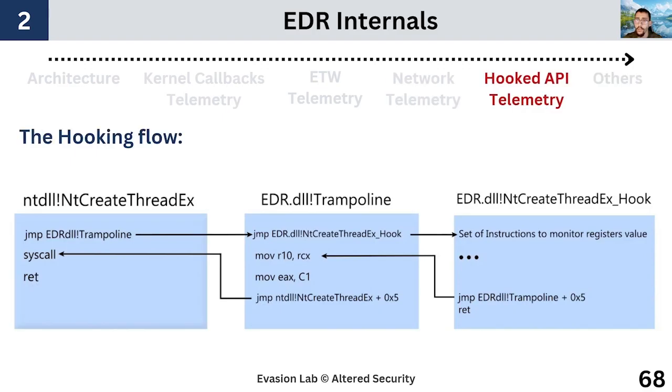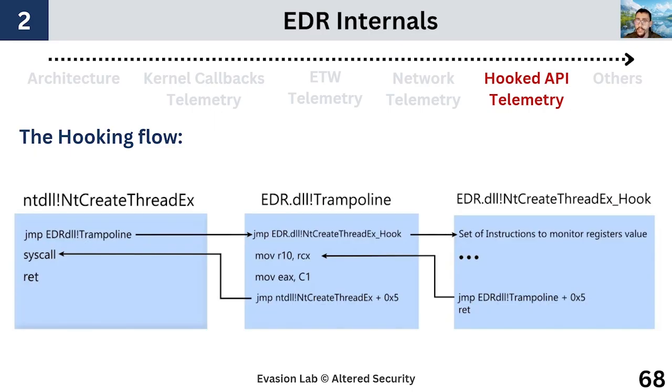The EDR hooking flow demonstrates how an endpoint detection and response (EDR) solution intercepts system calls like NtCreateThreadEx. The original system call stub in ntdll.dll is modified to redirect execution to an EDR control function. Instead of executing the normal syscall sequence, mov r10, rcx, mov eax, 0xC1, syscall, a jump instruction is placed pointing to the EDR's trampoline. The trampoline acts as an intermediate handler before the actual system call.